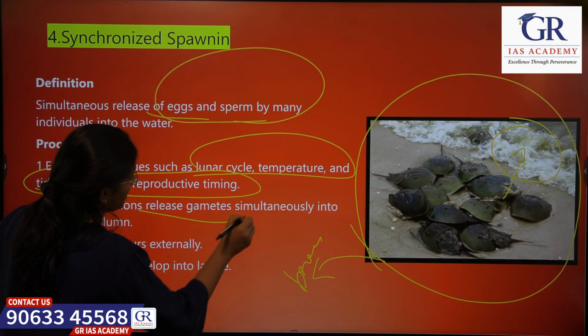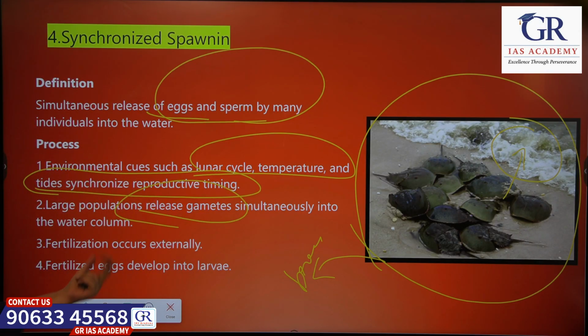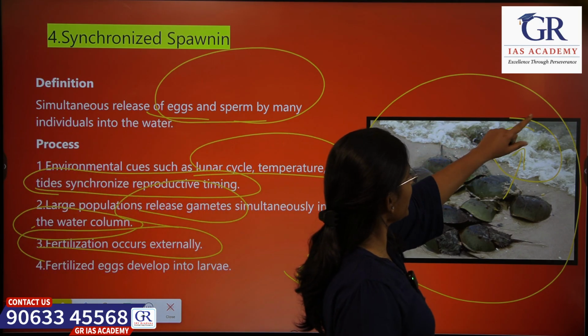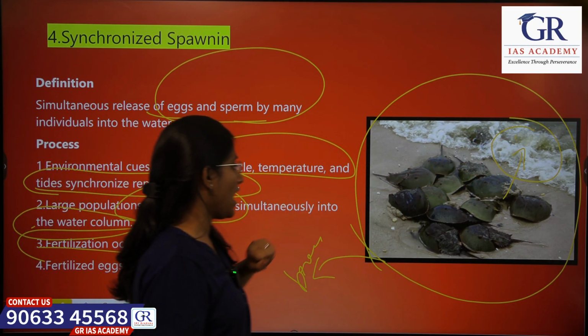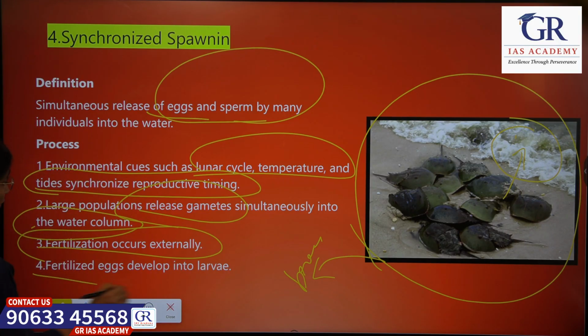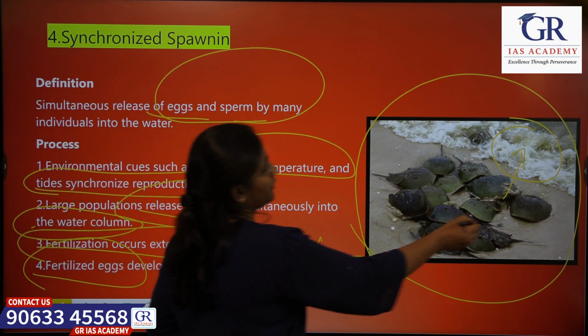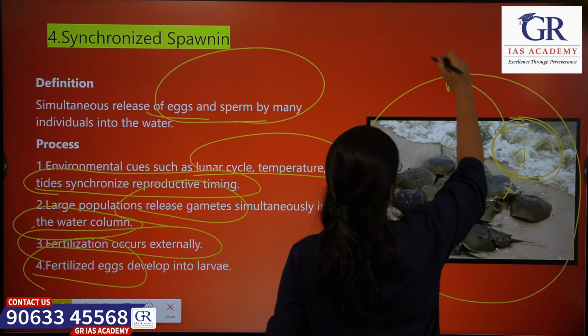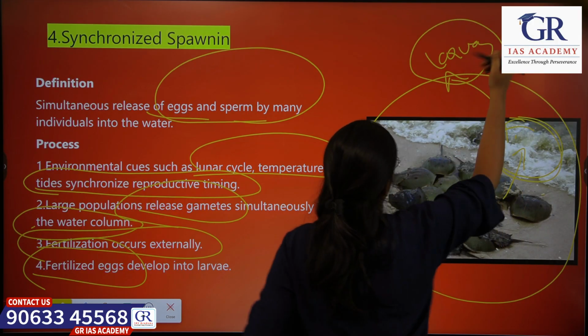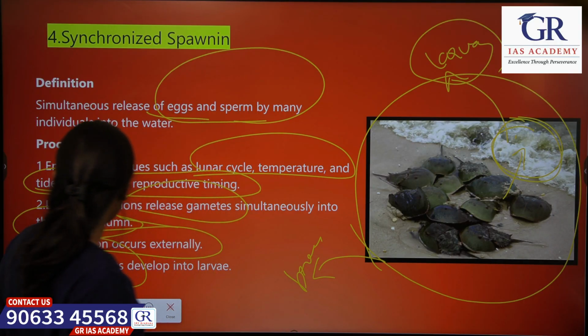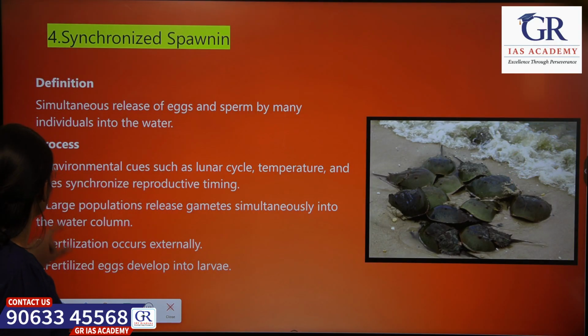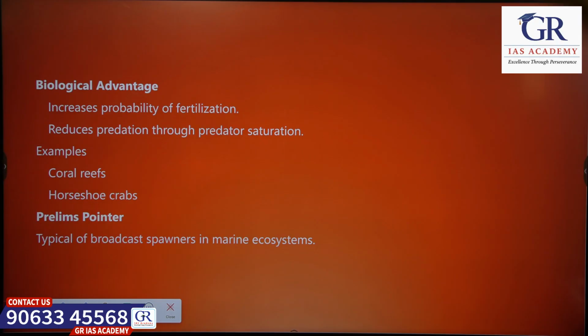What they do is release gametes, meaning ova and sperms, simultaneously in the water. And what happens? After releasing the eggs and sperm in the water, the fertilization occurs externally. So, these fertilized eggs in the water develop into larvae. And from larvae, the next process begins, like becoming an adult. So, what is the advantage?